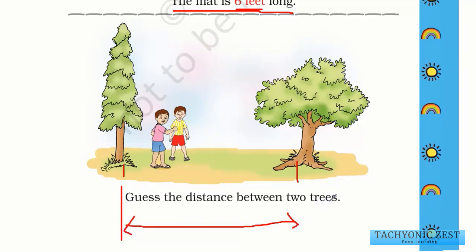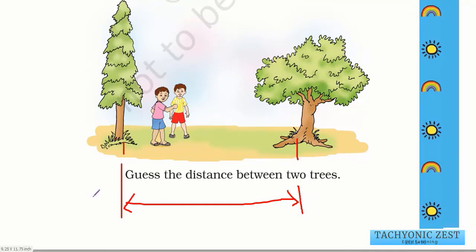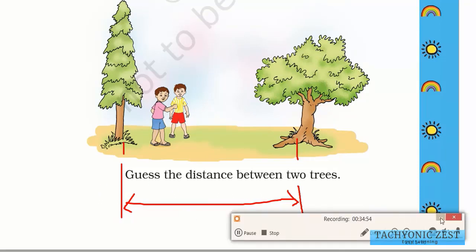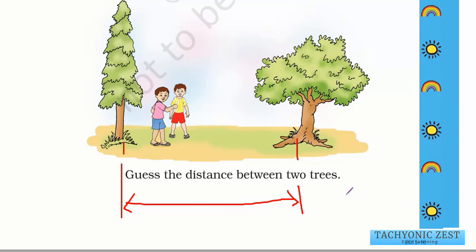Okay, you can take the help of your friend, and you both can do this exercise together, and check whether you both are getting the same answer or not. Okay students, so this was about measurement. In this chapter we learned thicker, thinner, taller, shorter, and again we learned measurements. I hope you all enjoyed this, and I hope you all understood whatever I taught you.